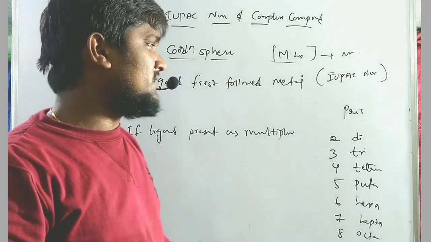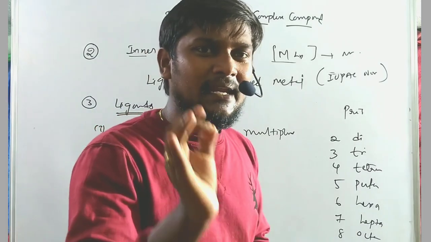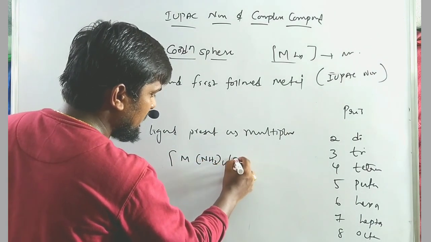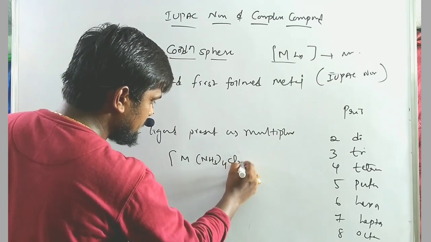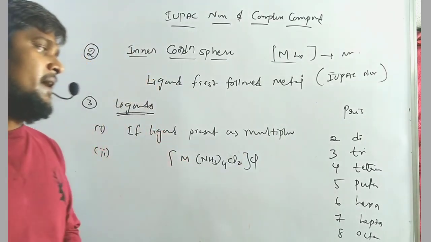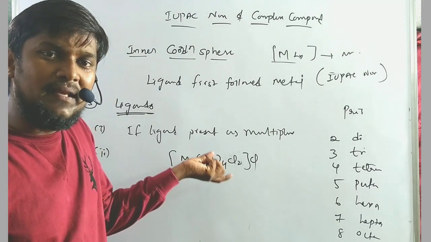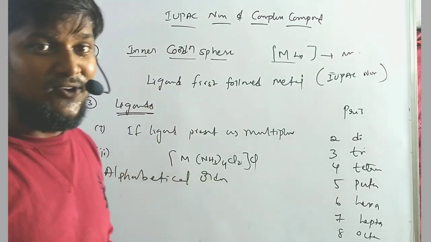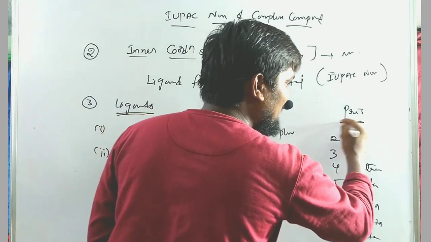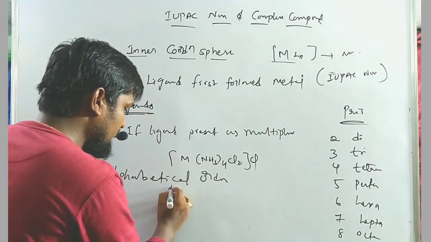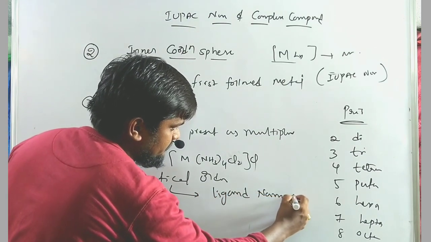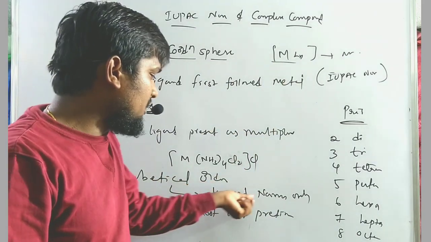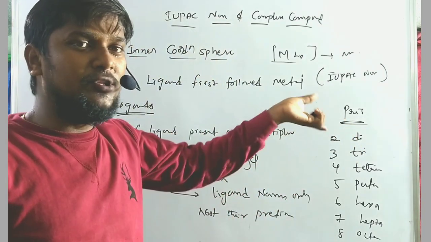This is the first rule in ligands. Now, the second rule about ligands. If heteroleptic complexes are present, that means a complex having more than one different type of ligand, then in such complexes the ligand nomenclature follows alphabetical order. The alphabetical order is by the ligand name only, not by the prefixes. So be careful: not their prefixes. This is the second rule.